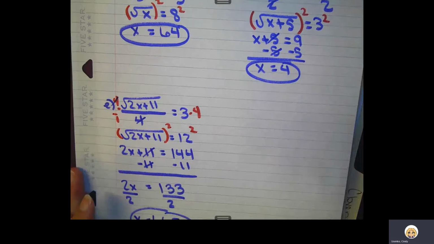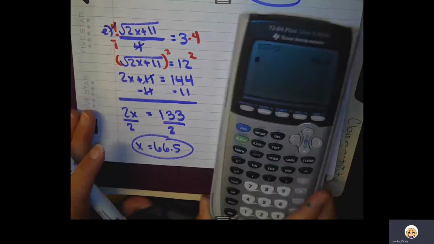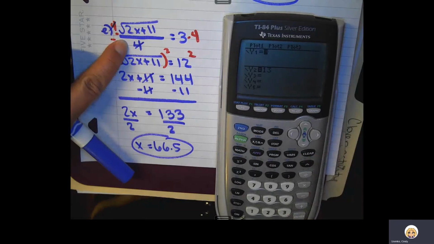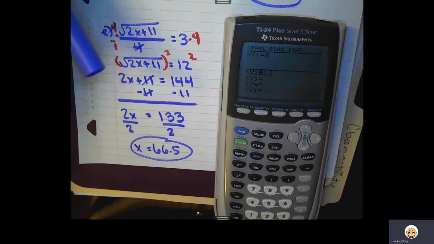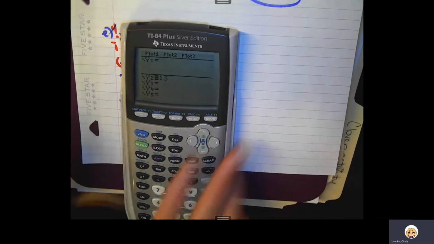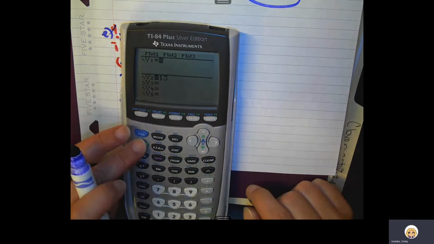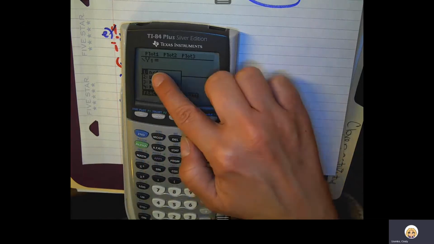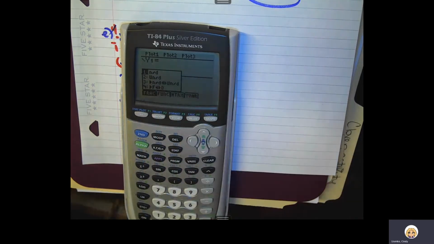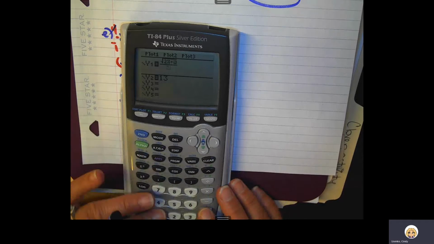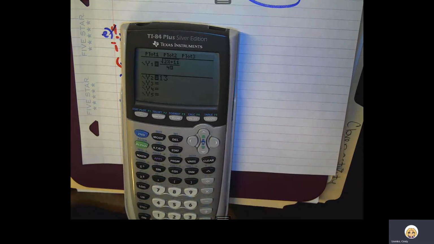I'll do a quick check while you're finishing. I go to y equals. I want this to look like a fraction, so let me move this up a little bit. Hopefully you can see this. To make it look like a fraction, I can hit alpha and y equals. Alpha is my green button, y equals is my gray, and I want number 1 that says n over d. Now I can type in my fraction. On the top, I do the square root of 2x plus 11. On the bottom, I do a 4.